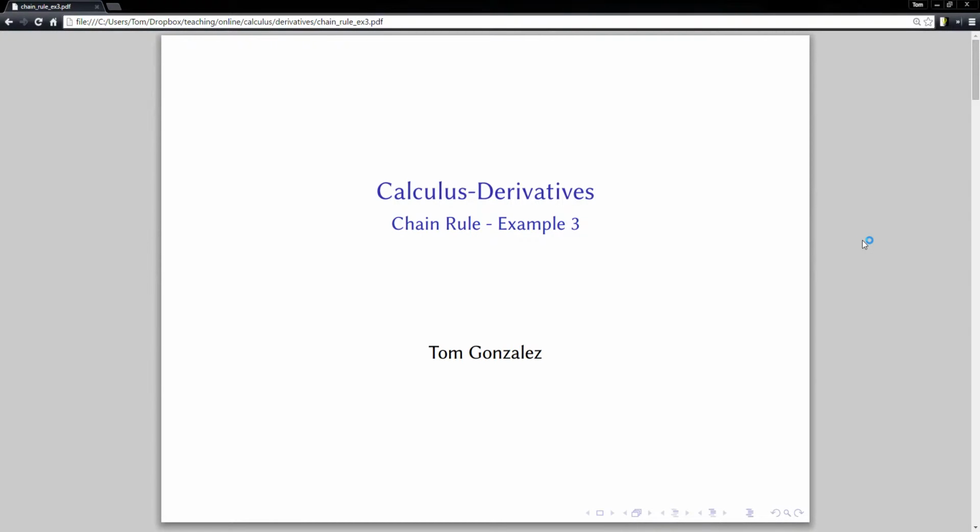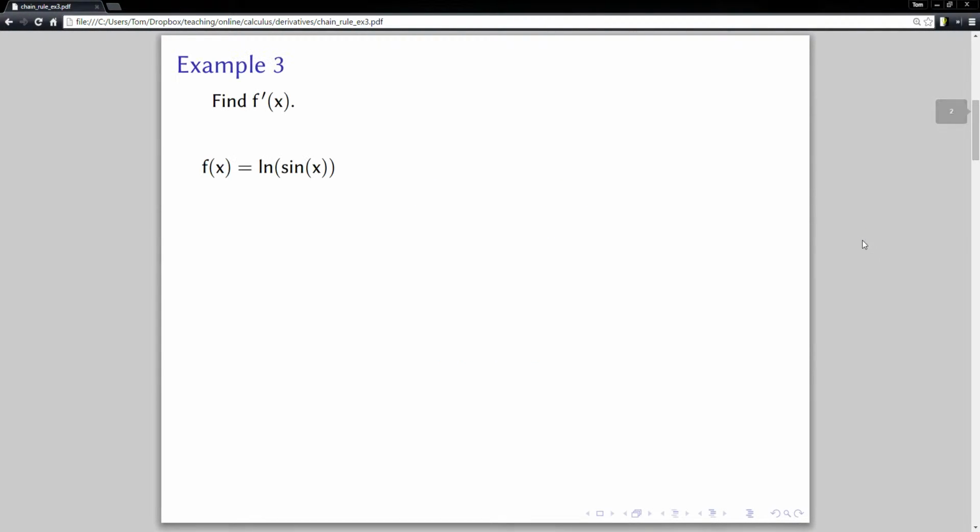In this video, we're going to take another look at a chain rule problem. We want to take a look at f of x equals natural log of sine of x, and we want to take its derivative.